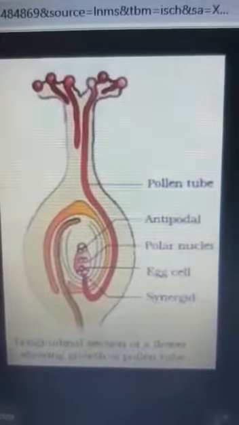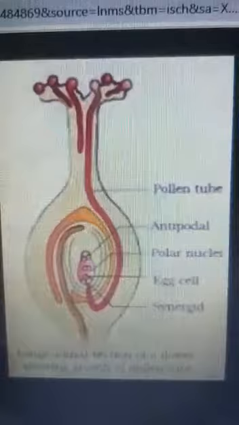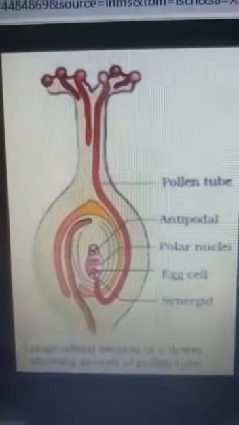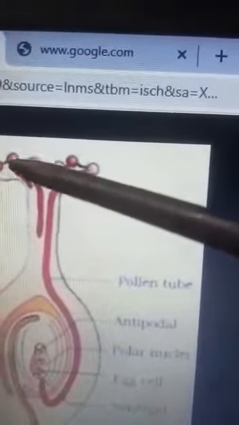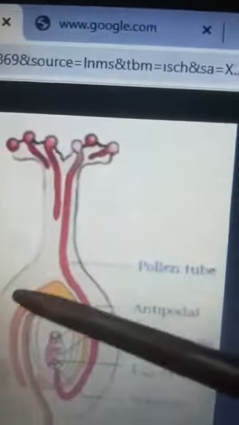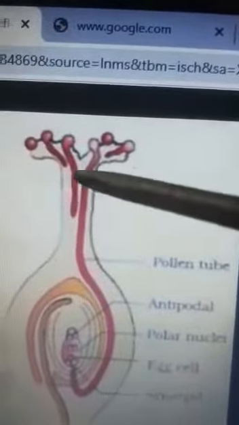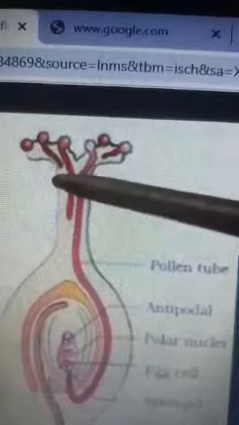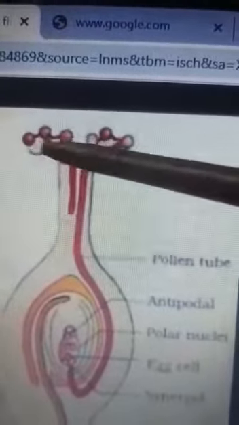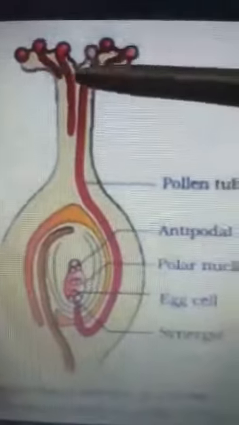Now first see, pollen grains fall on the stigma. These are pollen grains. This is the stigma. This is a carpel. Stigma, style. This one is the ovary. And these small red colored ones are the pollen grains.